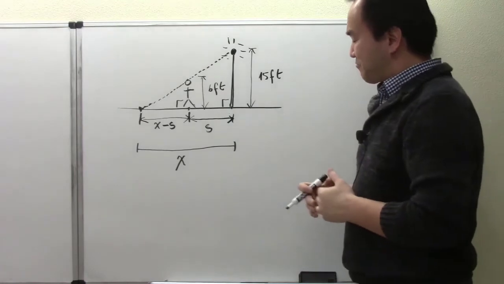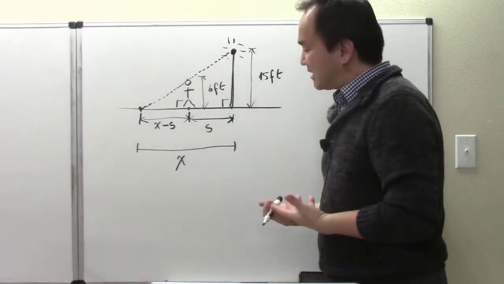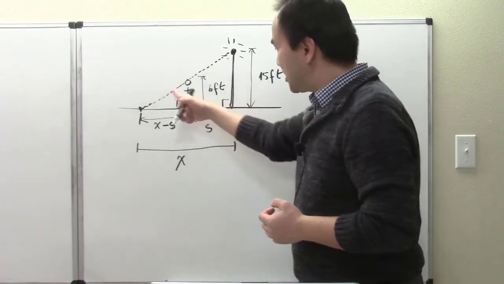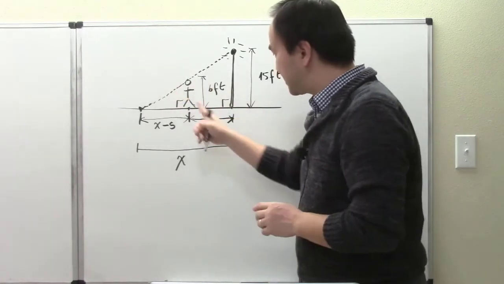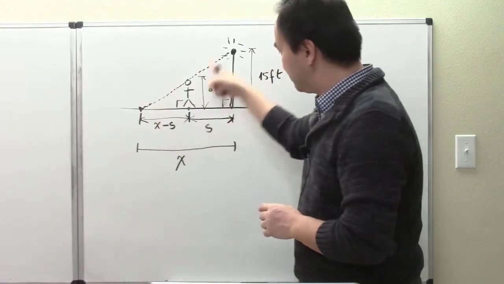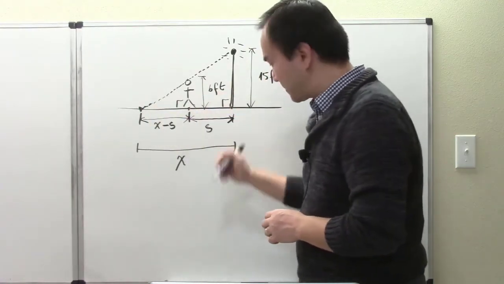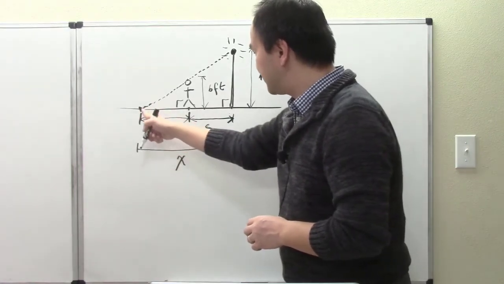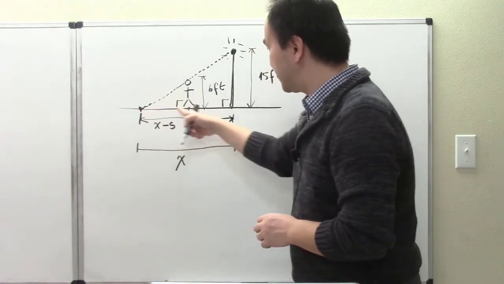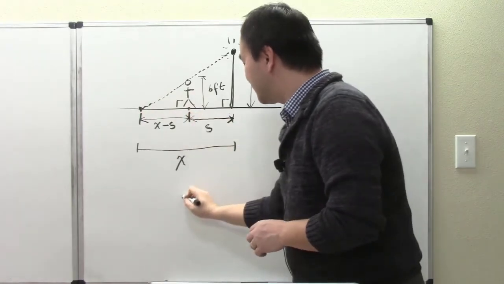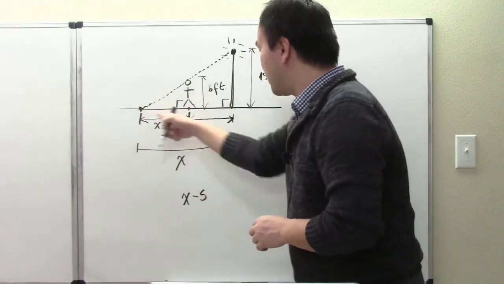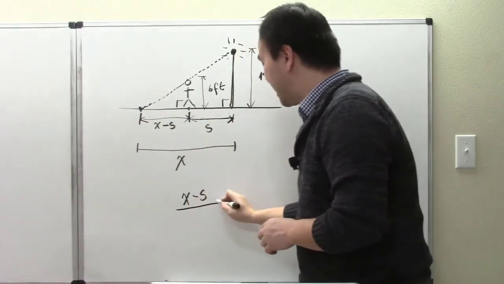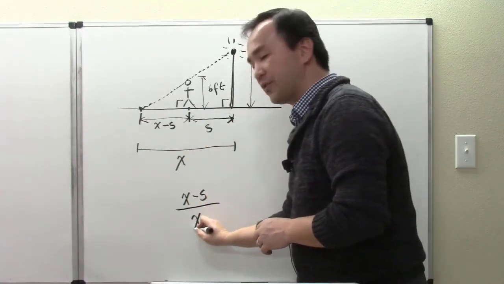So now I'm reminded about the concept of similar triangles. Anywhere she stands, at any instance where she stands, we have, as I already said, a similar triangles situation. As far as corresponding sides, this length x minus s is corresponding with the entire length x. So I'm going to say x minus s over x as a ratio.